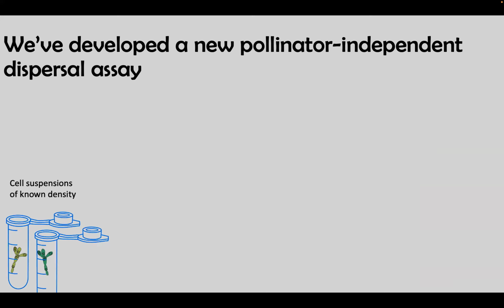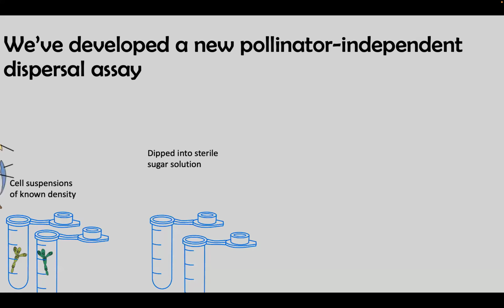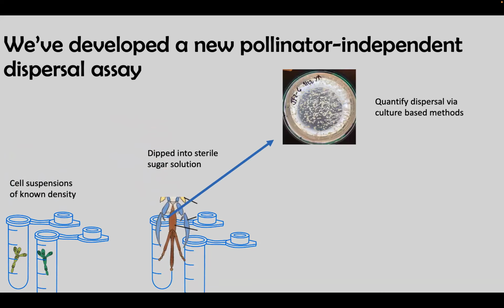So what we do is we take microbes and we make cell suspensions of them at all the same density. So you might imagine two microbes isolated from a flower, and then we take some sterile nectar solution, and we take a bee tongue. They're honeybees, they're non-native. We catch them and we cut their tongues off, and then we sterilize them. And then we take that solution and we plate it out, and we can count how many microbes were moved immediately after we dip the bee tongue.